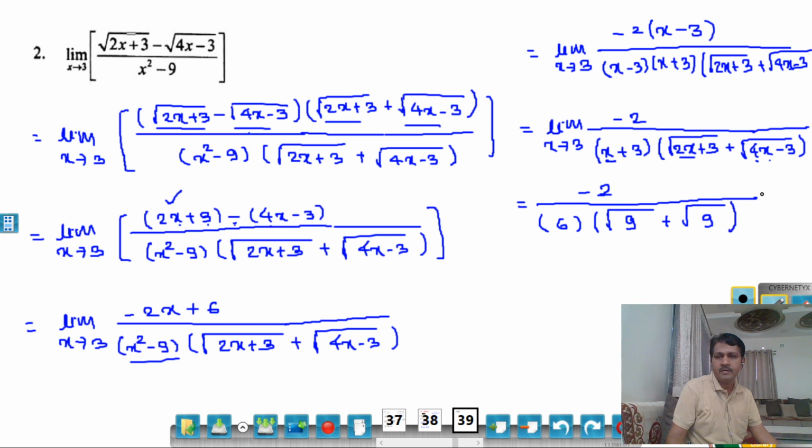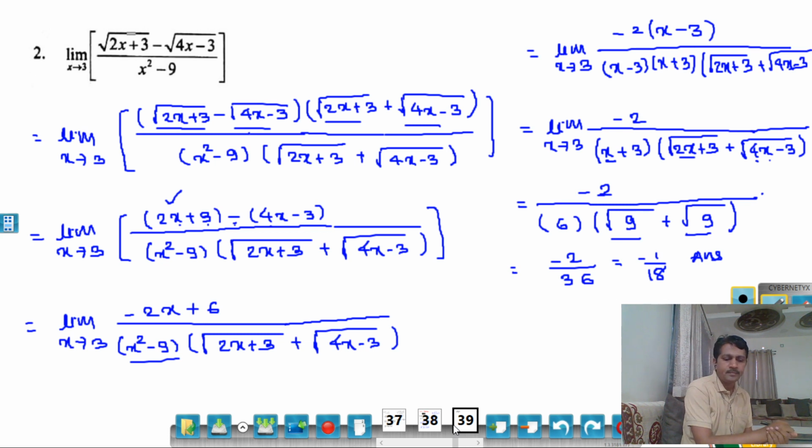And this on solving will give me minus 2 upon root 9 is 3. This is also 3. 3 plus 3 is 6. 6 into 6 is 36. So the answer is minus 1 upon 18 is the correct answer. Hope you got this. Minus 1 by 18 is the correct answer.